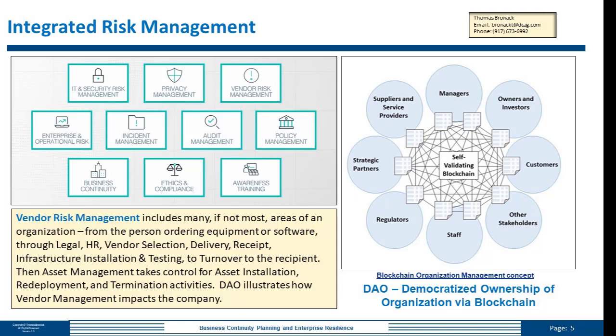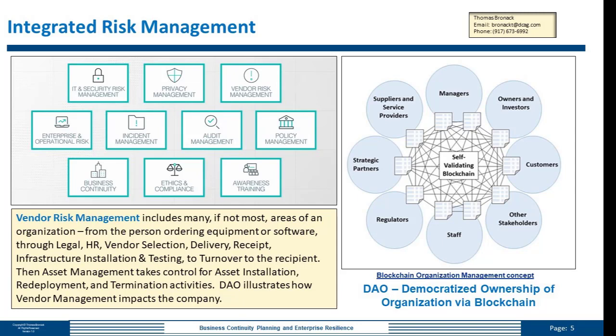5. Incident management. 6. Audit management. 7. Policy management. 8. Business continuity. 9. Ethics and compliance, and 10. Awareness and training. Some companies have incorporated a blockchain organization management concept called democratized ownership of organization via blockchain.